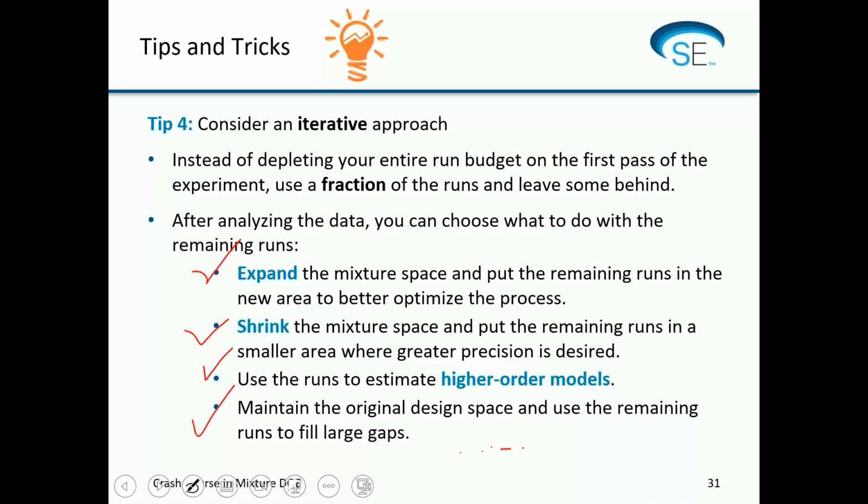So again, there's a webinar on our YouTube channel that talks about this, talks about expanding the space, shrinking the space, going up to a higher order model. Sometimes you might botch a sample and you might need to redo a run. Maybe you want to add more replicates. Maybe you're getting strange results and you want to repeat a couple of the points a few times just to make sure that there wasn't some measurement error or something didn't go wrong. If you use up your entire run budget on the first pass through, you're never going to get a chance to answer these questions.